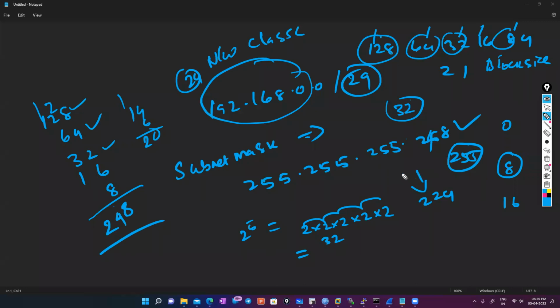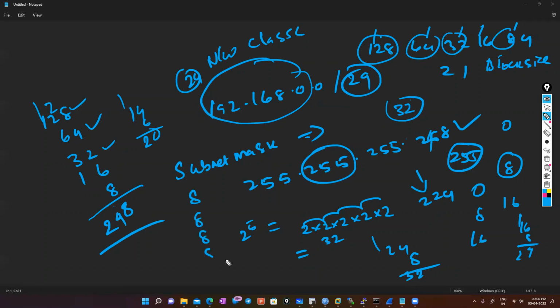Your value will never exceed 255, and we are just playing with this 255. And you should understand this block size. So it goes like this: 0, 8, 16, 24, 32. So in the same way, every network has 8 addresses.